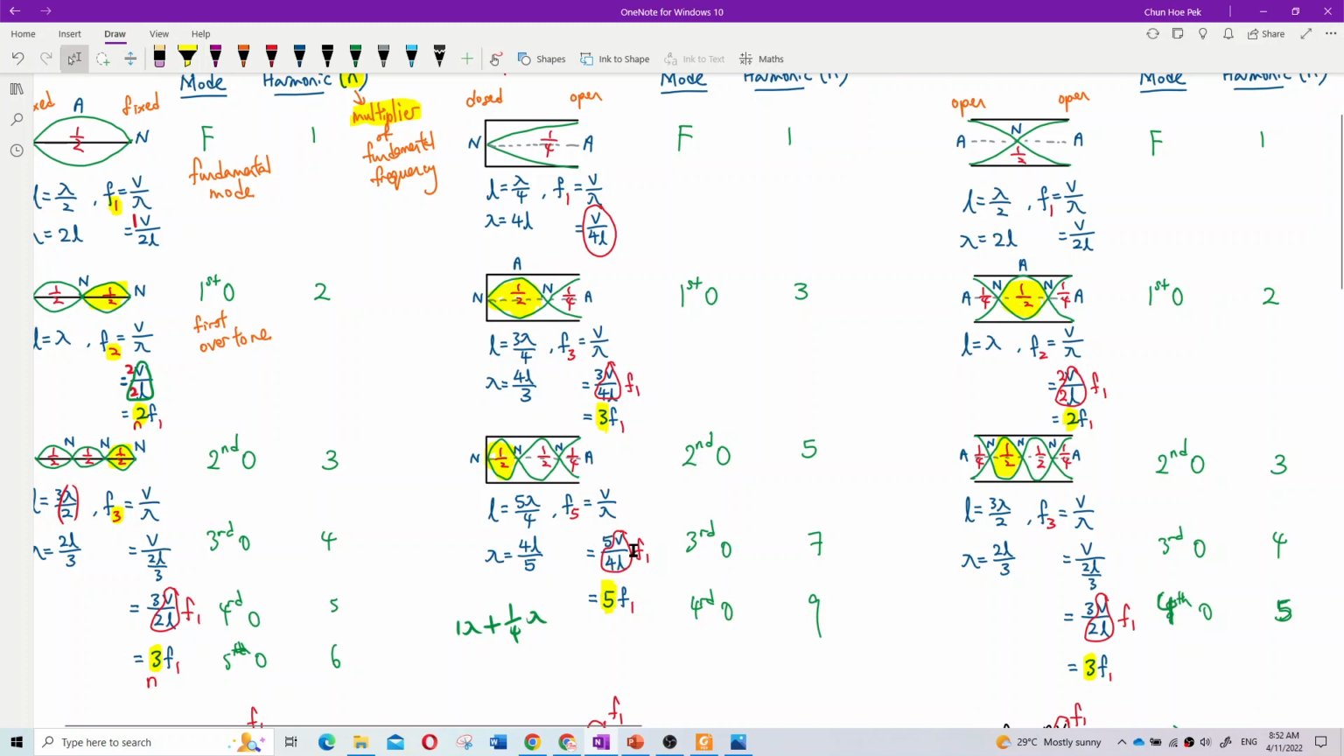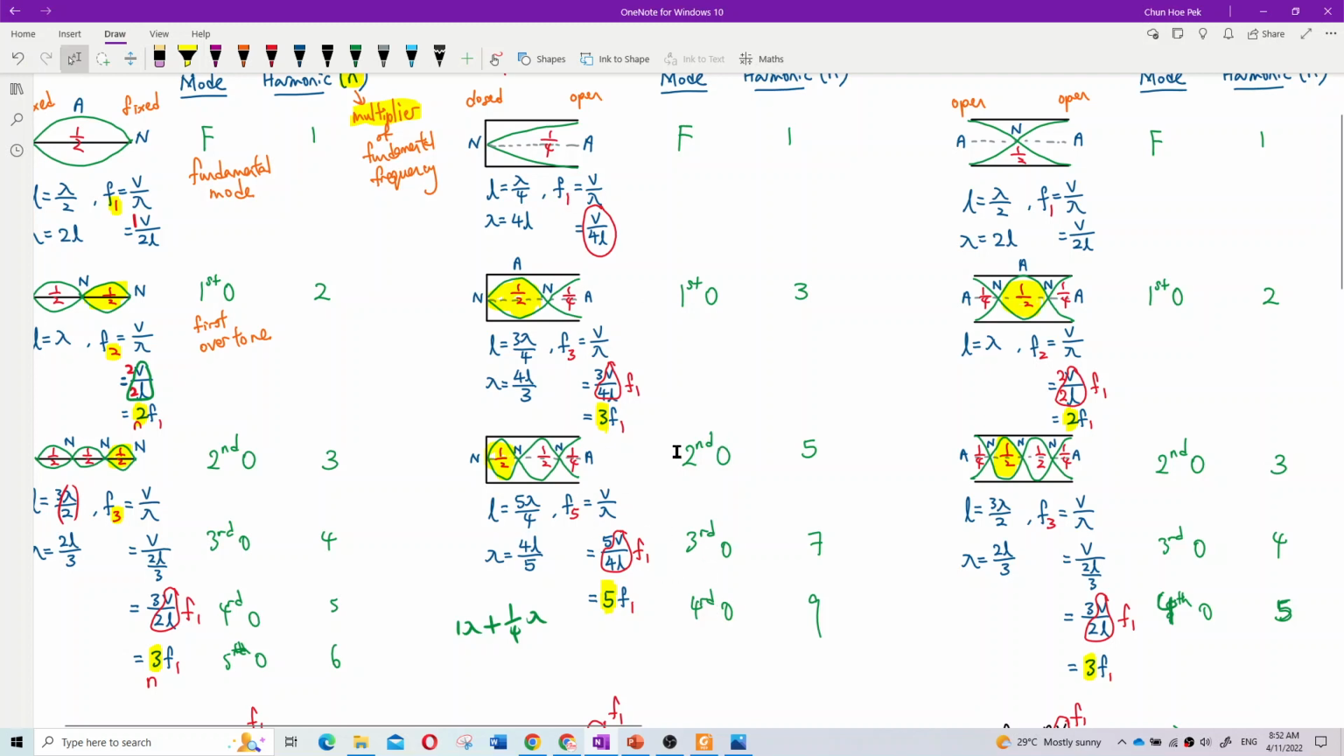5V over 4L. So V over 4L is again the same as F1. So we substitute V over 4L with F1. So we get 5F1. What does it mean by 5F1? That means the second overtone frequency is 5 times the fundamental frequency. So 5 times higher. You know, the sound is 5 times higher.